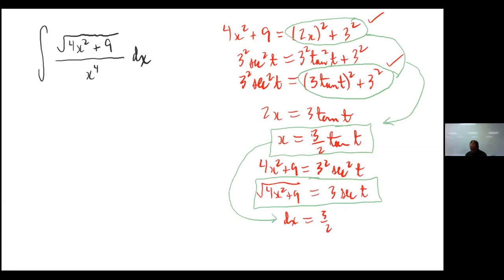dx is 3/2 secant squared of t dt. And I think now we're ready, right? I think we have everything that we need. We have x. We have the square root of 4x squared plus 9, yes.